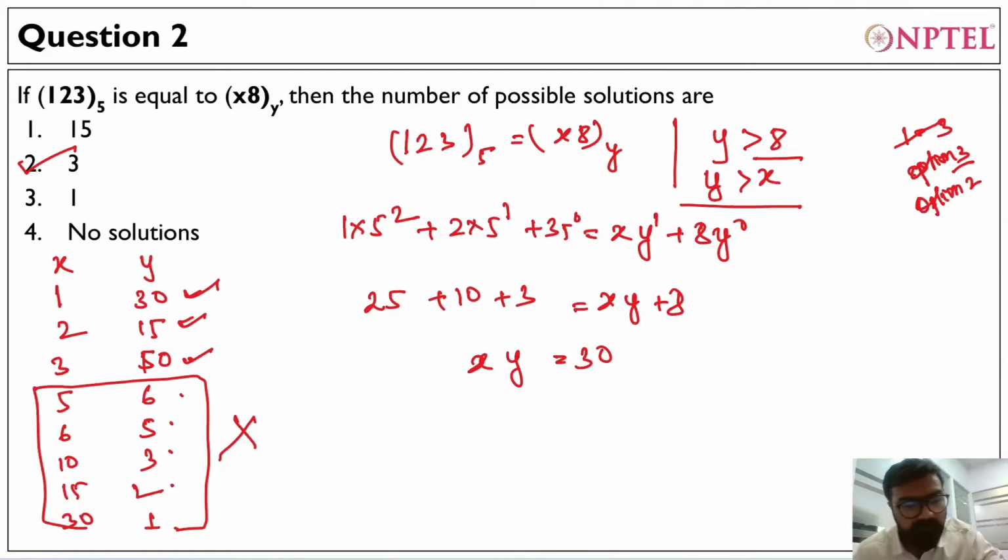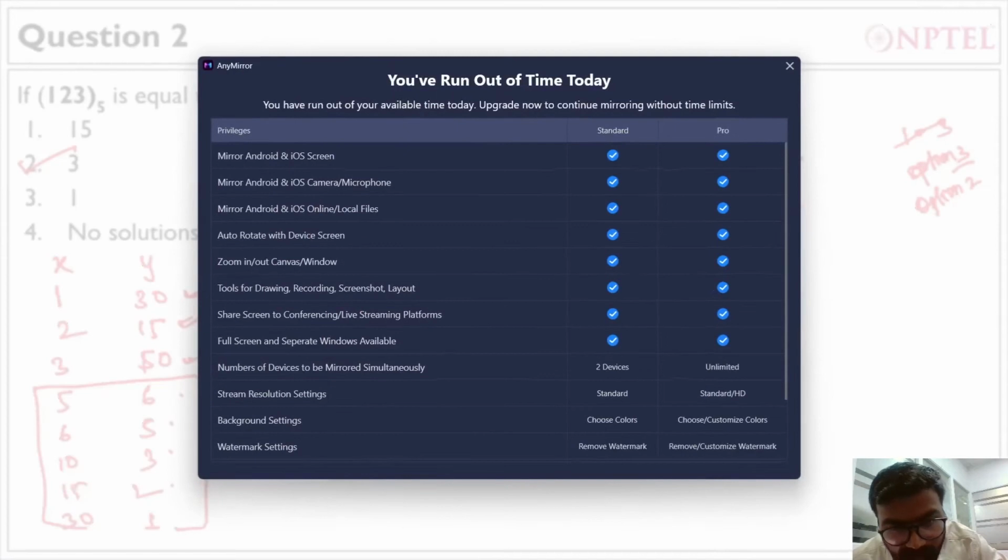Sir, last step. Why do we take three numbers only?